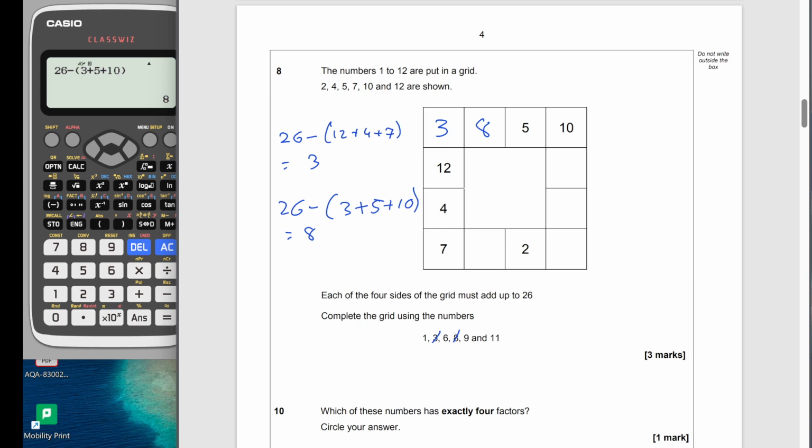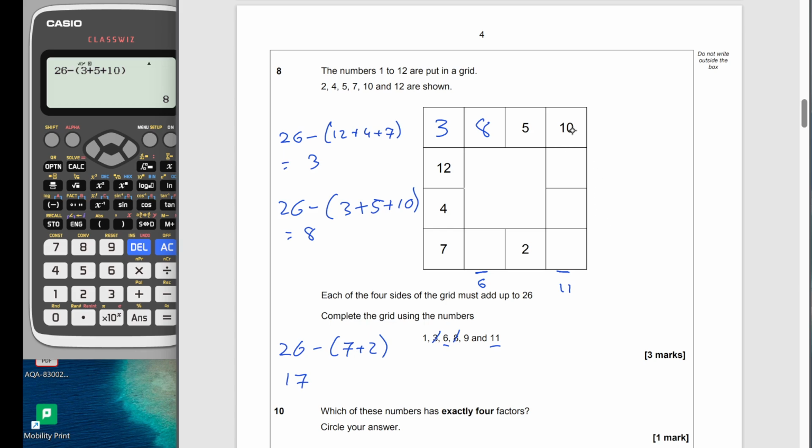So these two numbers here are going to have to sum up to a certain value. So I'm going to do 26 minus 7 plus 2, which is going to become 26 minus 9. So that's going to be 17, and then only two of the numbers would add up to 17. So this leaves me with a 6 and an 11 here. Right, which means that I've only got 1 and 9 to go here and here. And actually, I don't think it matters which way around those two go. But we'll come to that in a second.